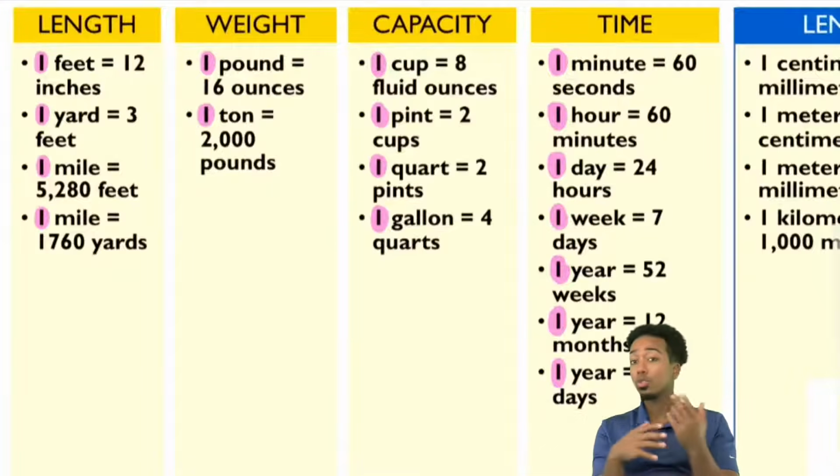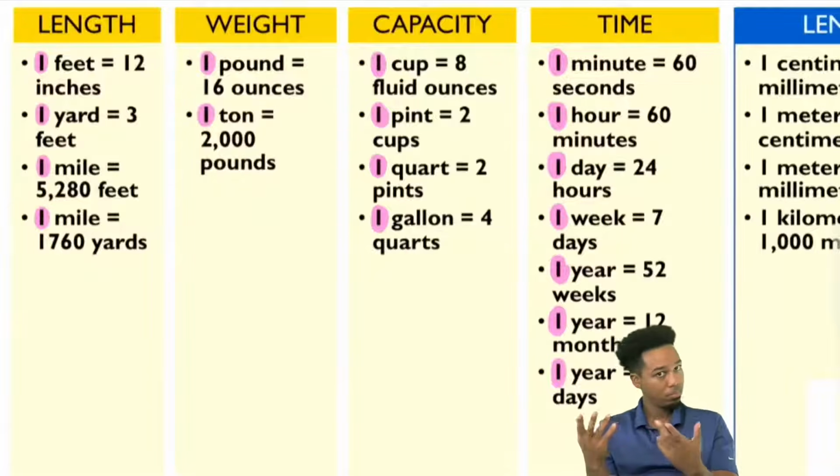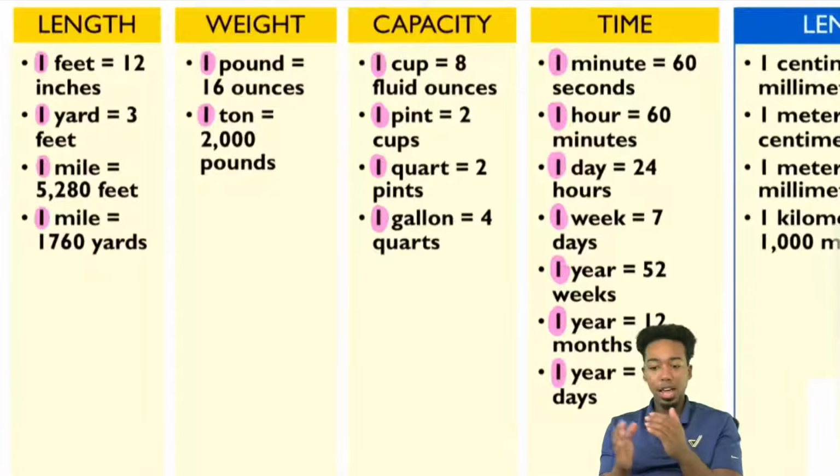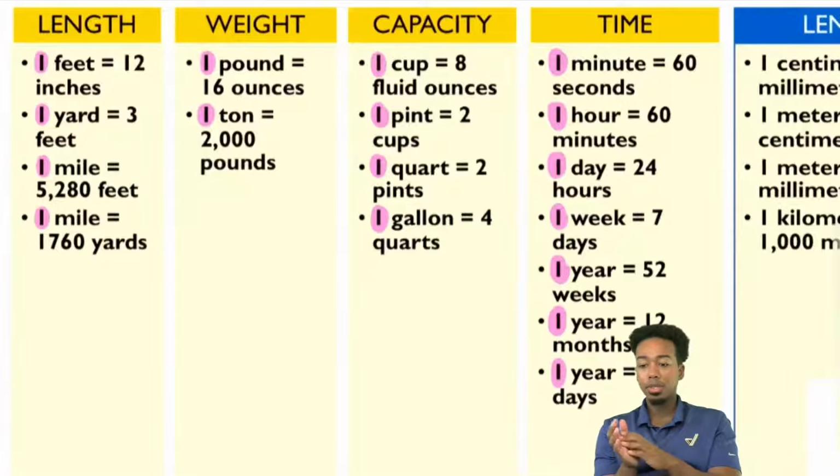So that means 12 inches per 1 foot, 3 feet per 1 yard, 5,280 feet per 1 mile, 60 seconds per 1 minute, 60 minutes per 1 hour, 24 hours per 1 day. It goes like that throughout the whole time. Same thing for kilometers. Yeah, they do use kilometers on the ASVAB as well. Meters to kilometer conversions, millimeters as well. You'll want to know that too.